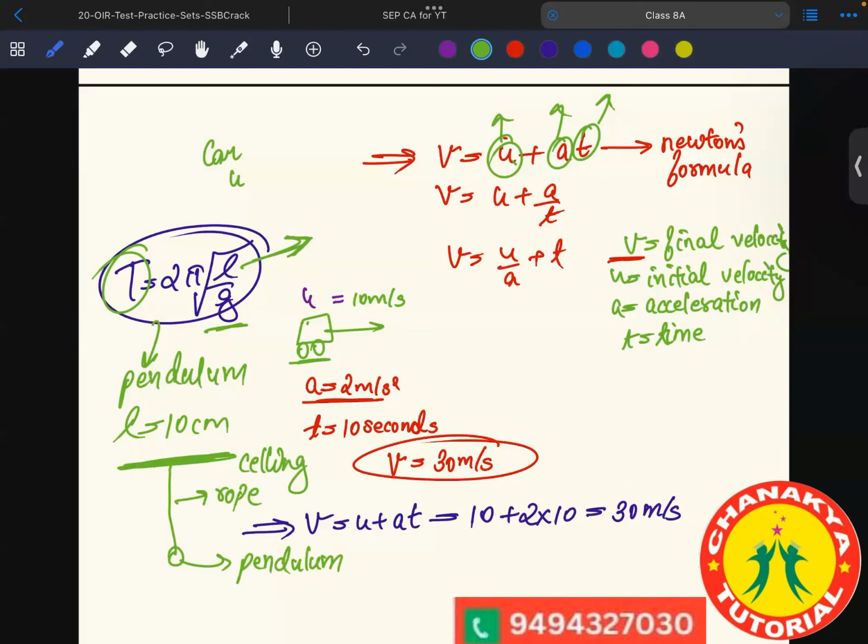Okay, so you guys are aware about pendulum. What does the pendulum do? Tell me. It oscillates, sir. It moves in a to and fro motion. Very good, very good. You guys are well aware about this.